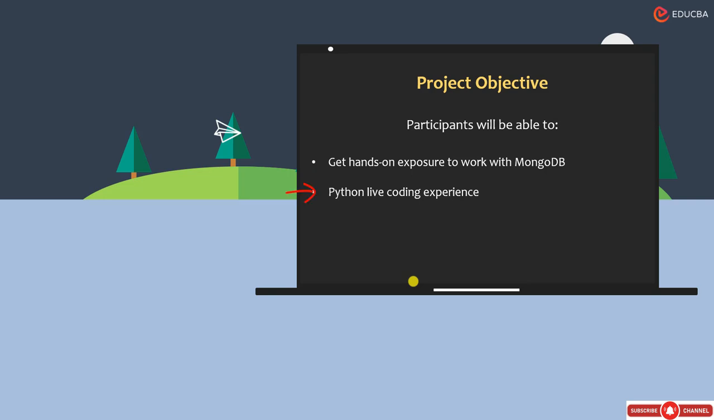Next is the Python live coding environment. By live coding experience, what I mean is that I'm not going to explain a pre-written code in Python. I'm going to write the Python code in front of you in a live environment, and I'm going to explain each and every line and each and every word we write, so that you can create your own application as per your use case in future. So these are the major objectives and scope of this learning.